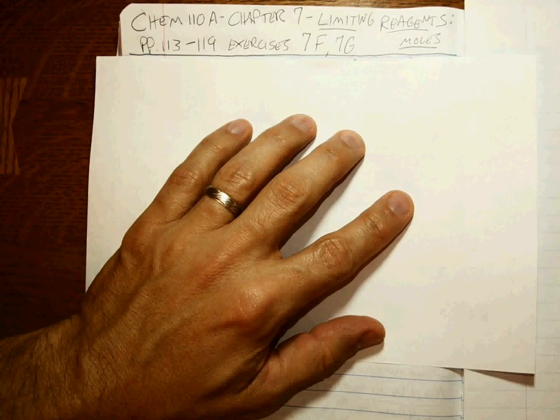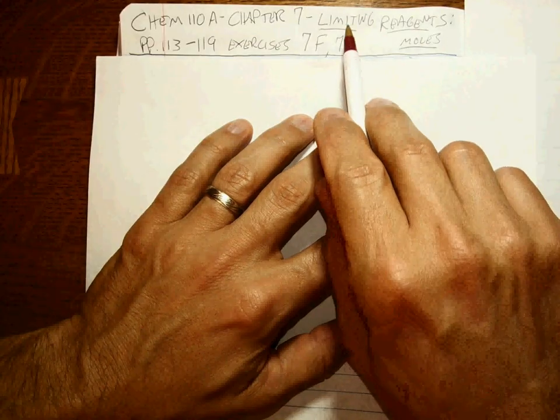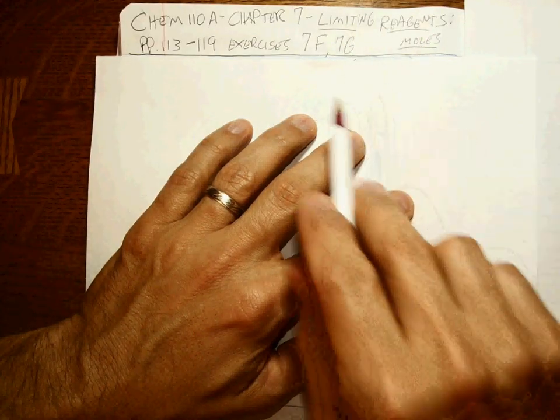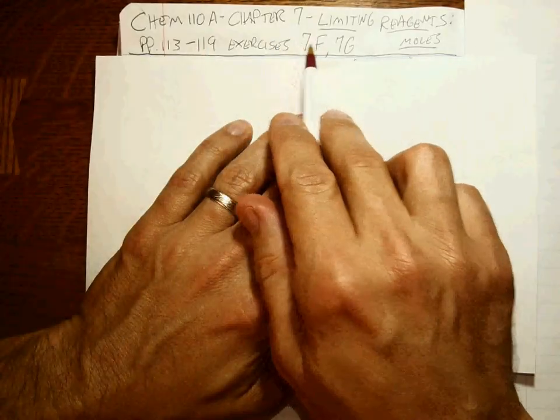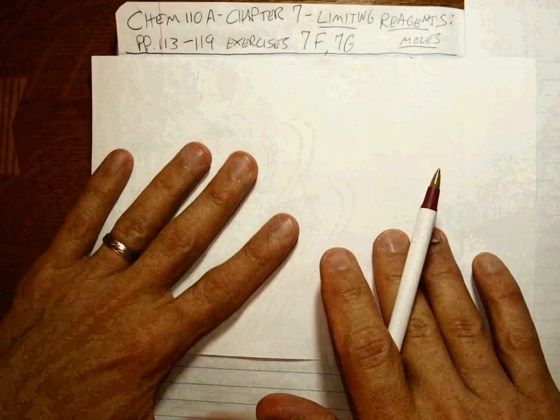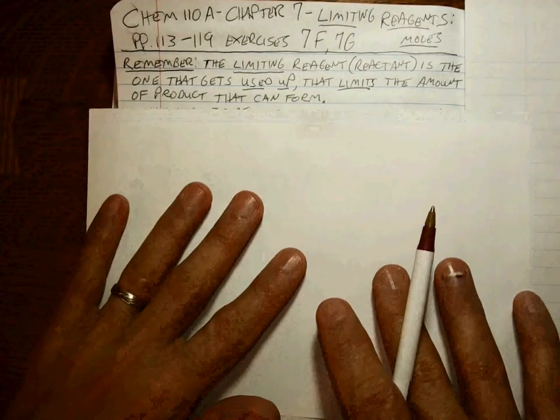Okay, once we've learned how to do mole stoichiometry, or mole to mole ratios of the balanced equation, the next kind of problem is called limiting reagent problems with moles. This is pages 113 through 119, exercises 7F and 7G. A couple of things to remember as always.